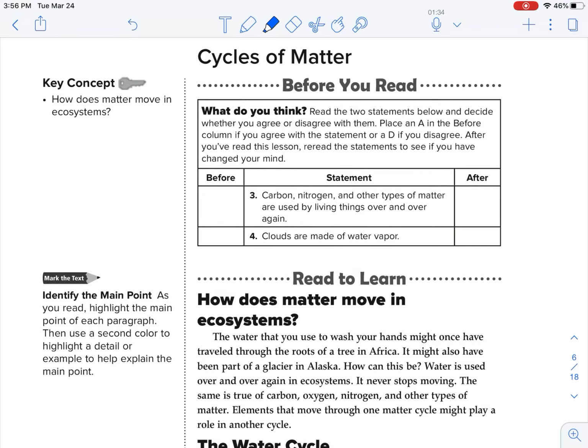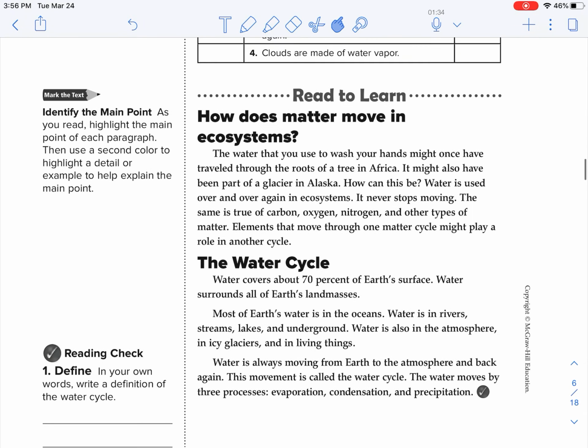All right, guys, let's go ahead and read through the water cycle lesson for Chapter 8, Lesson 2. So the key concept that we're going to be looking at this lesson will be, how does matter move in an ecosystem? We are going to concentrate today strictly on the water cycle.